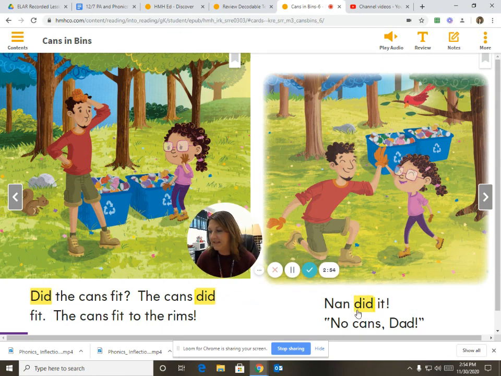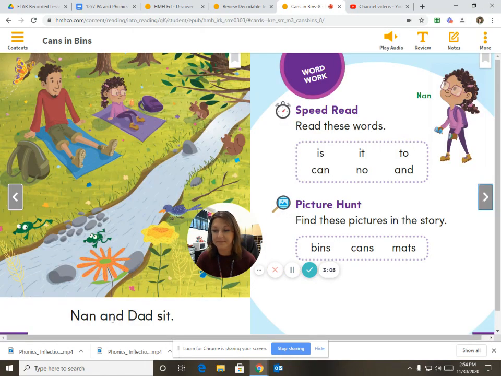Nan did it. No cans, Dad. Read that again. Nan did it. No cans, Dad. Nan and Dad sit. Read that with me. Ready? Nan and Dad sit.